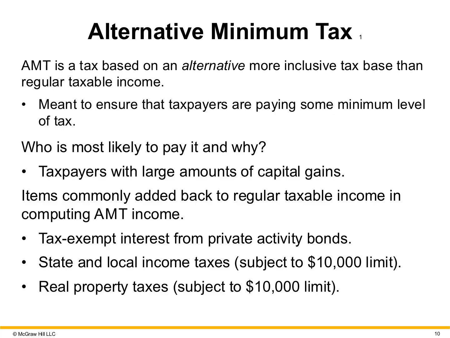And in there, essentially what we're doing is we are going from regular taxable income to the alternative minimum taxable income. And so to get there, there are various adjustments. And some common adjustments could be tax exempt interest from municipal bonds, for example, state and local income taxes, and any real property taxes.